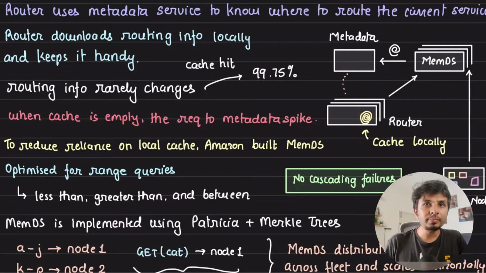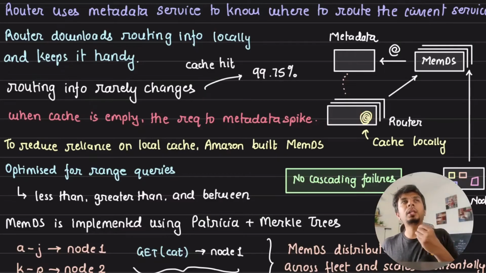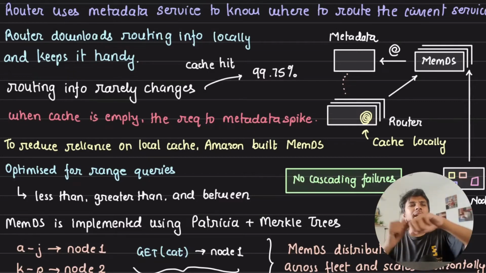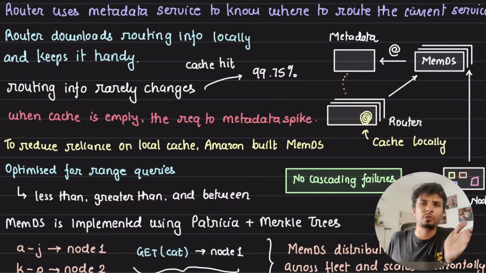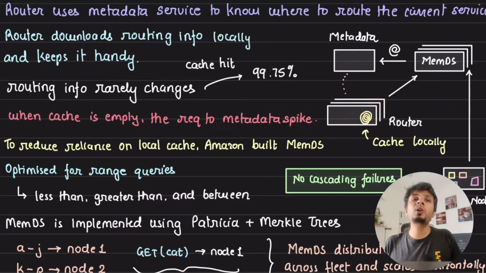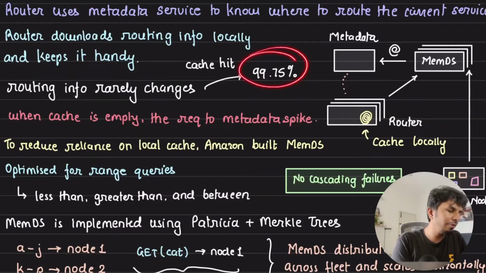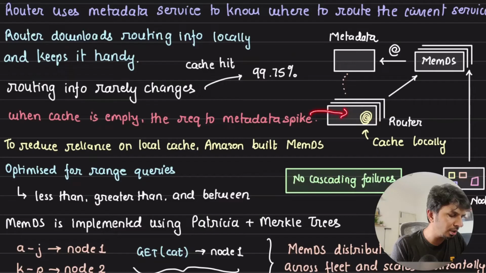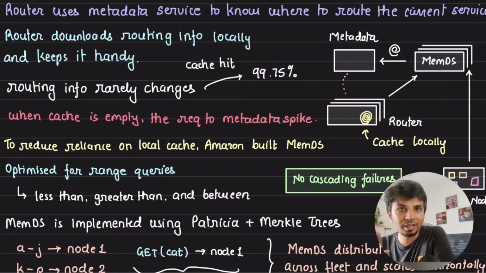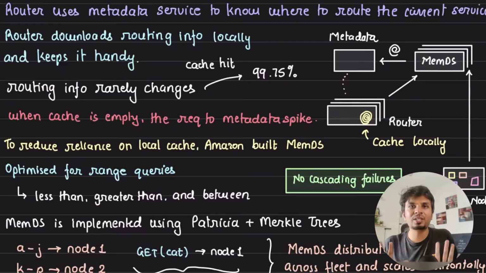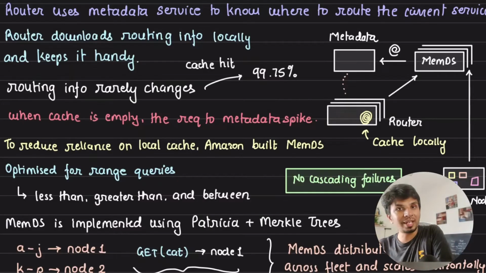Now, if you think about it, the routing information would not change frequently. How frequently would a partition be moved from one node to another? Not so frequently. So here, DynamoDB observed a cache hit ratio of 99.75%, which means that most of the requests that came to the router were served directly from the local cache. It was not serving the data. It was the routing information: where should I forward the request to? Not the data, the routing information.